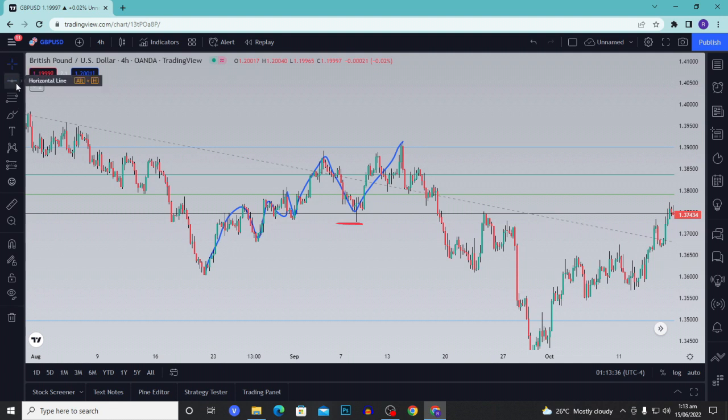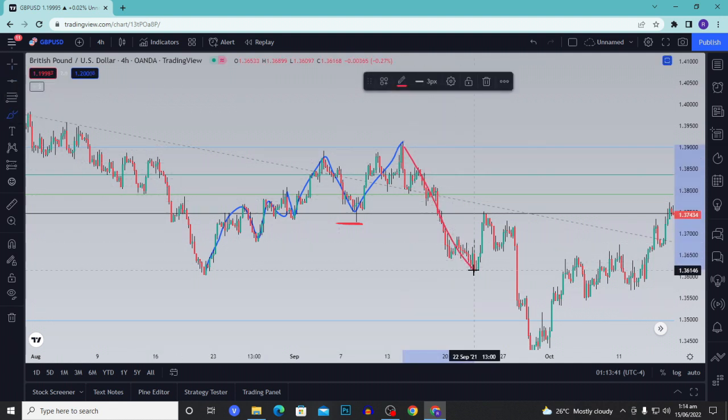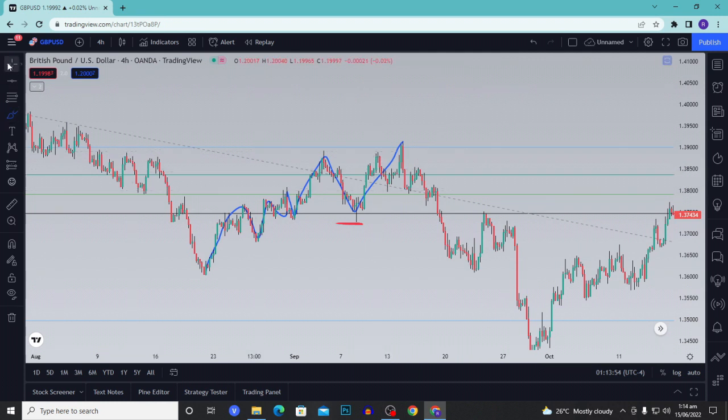Okay, as you can see, price came down, broke this low before coming up again, formed a higher low, no, a lower high, I mean, then dropped down to form a lower low. As you can see right here, this is where the strategy comes in.